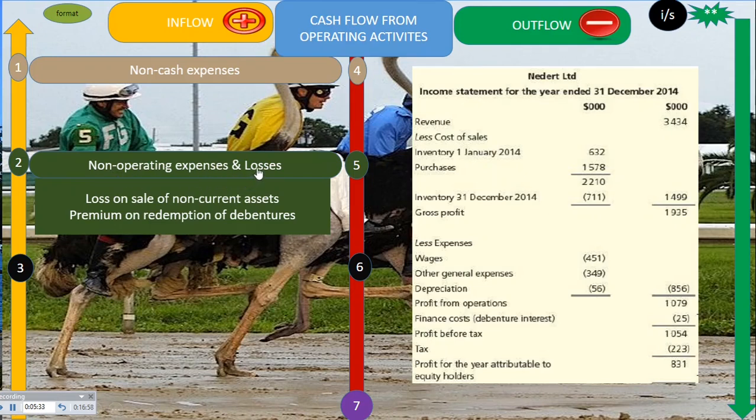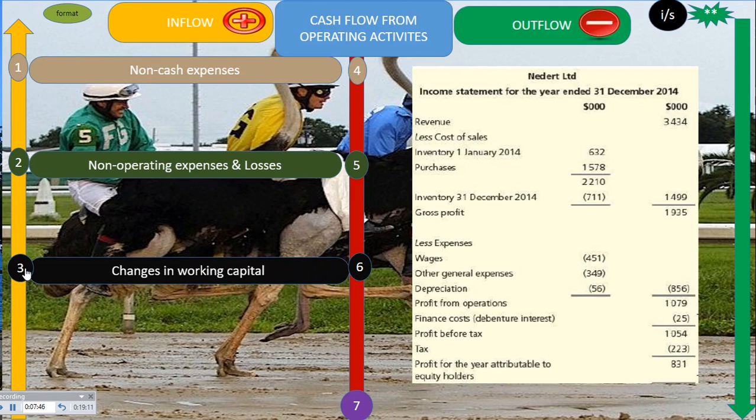So non-operating losses we are going to add back to show inflow. The reason why we are adding non-operating expenses is because we are calculating only cash from operating activities. Since this is not a part of operating activities, we are adding it back to get the true picture of cash flow from operating activities.